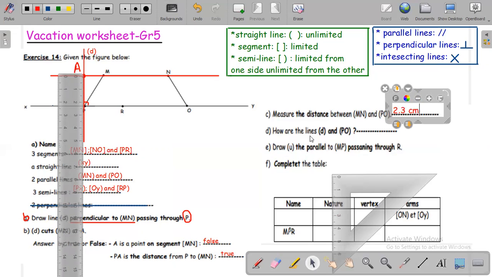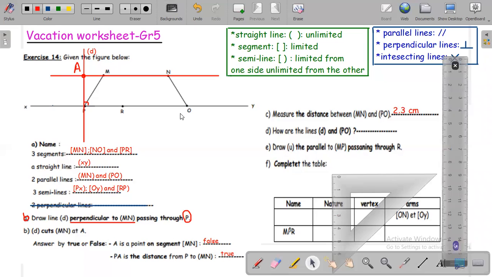Now, how are the lines D and PO? Let's see. D, it is the line D, and PO, they are perpendicular because we have the shape plus and we have a right angle. So they are perpendicular.